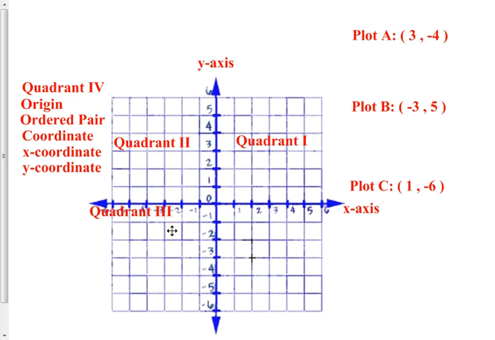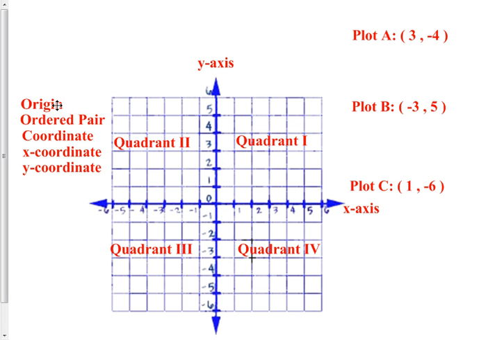Down here in quadrant 3, you would have negative x values and negative y values. And last would be quadrant 4. Quadrant 4 would have positive x values and negative y values.